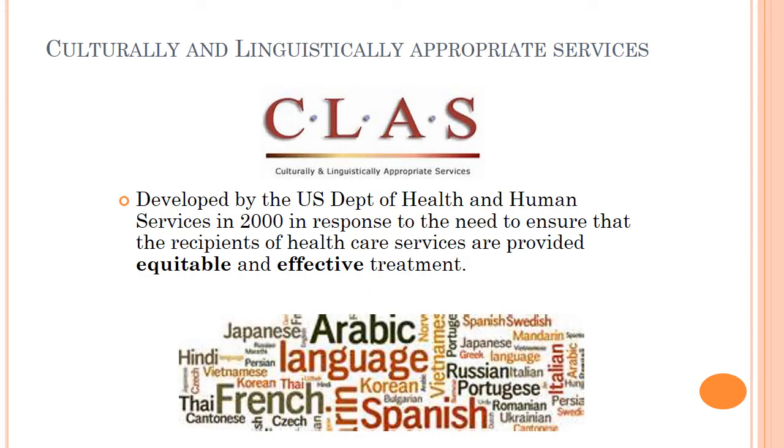So, what does culturally and linguistically appropriate services actually mean? So we call it CLAS, C-L-A-S, because it's a cute little acronym. It was developed by the U.S. Department of Health and Human Services in 2000 in response to the need to ensure that the recipients of healthcare services are provided equitable and effective treatment. And that, of course, is what we're looking for. Equitable, meaning fair, meaning everybody gets a certain level of service, and effective, being, that it works.